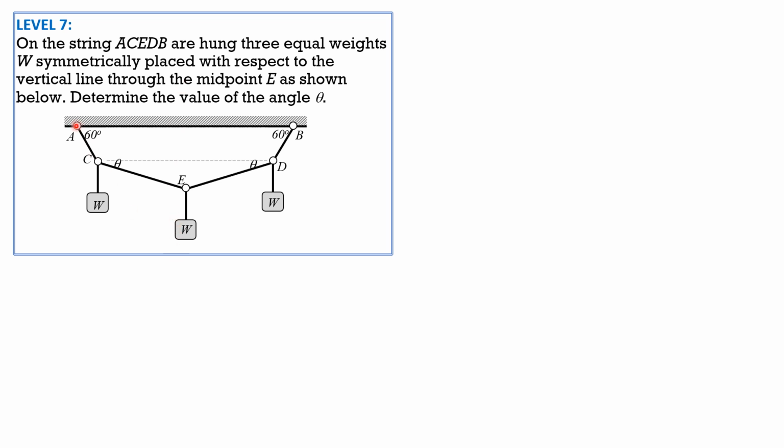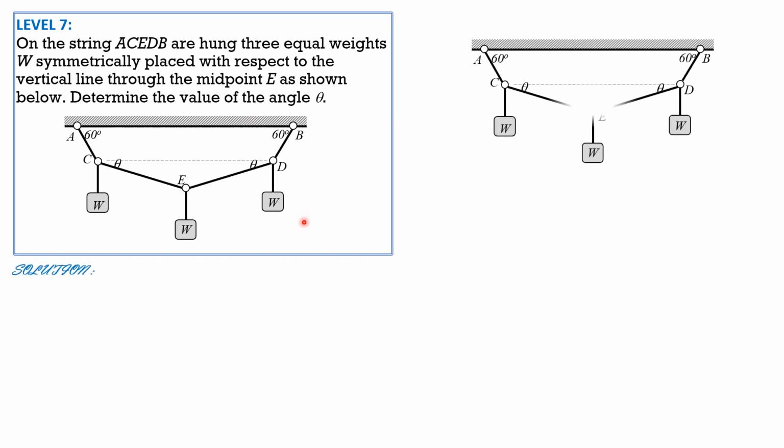Then we conclude that the horizontal and vertical components of reactions at A and B will be equal because of the loadings. The horizontal component of tension we will designate as H. The vertical component of tension at A and B will be 3W divided by 2, or 1.5 W, as shown in the figure.